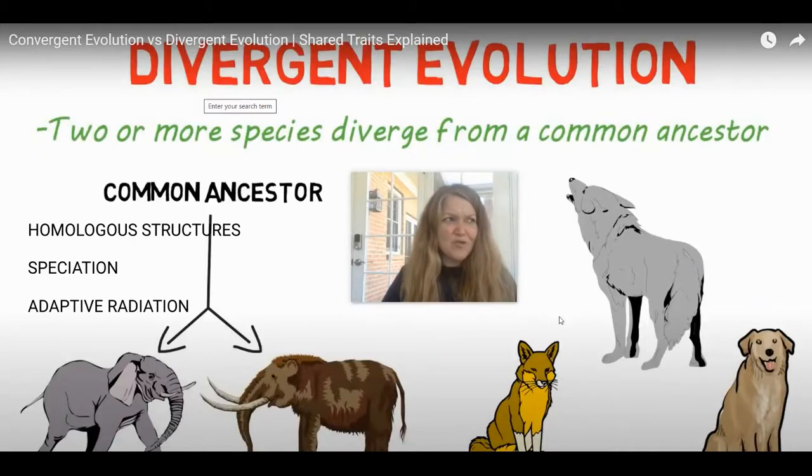And what does divergent mean? Diverge means it was once together, but it has diverged or moved into different directions. It has diverged. So divergent evolution, common ancestor, homologous structures, speciation, adaptive radiation. These are all terms that fall under this type of evolution.